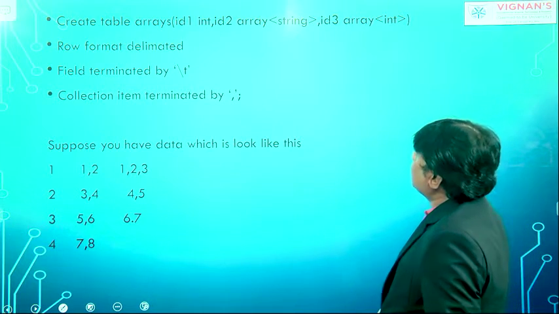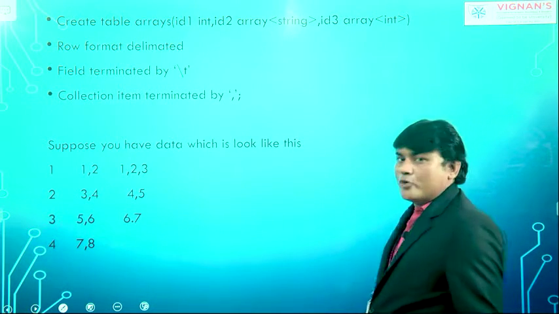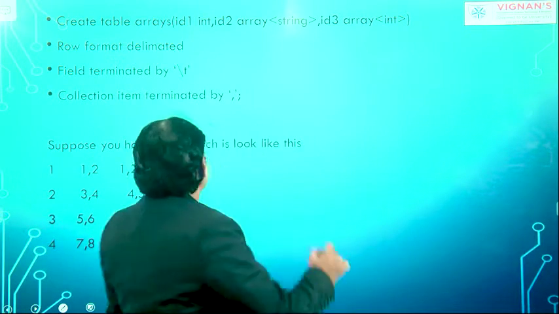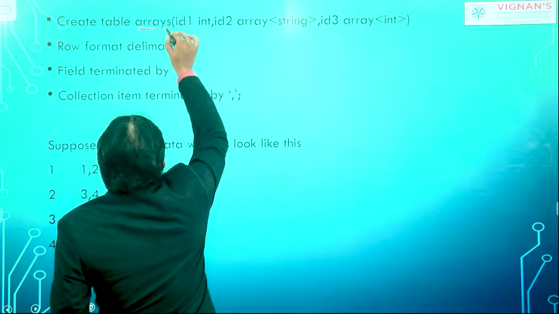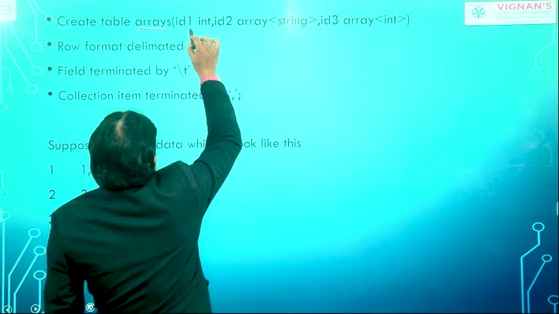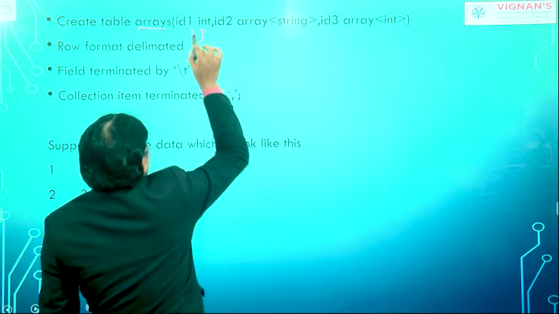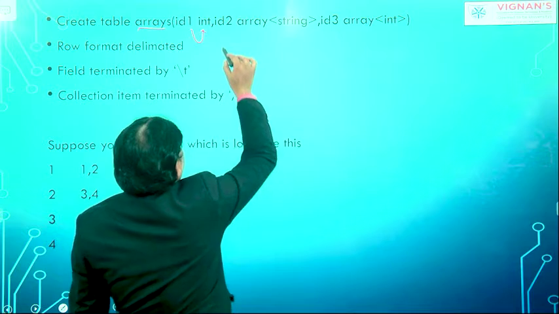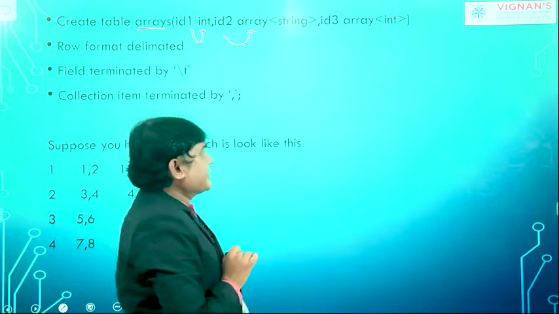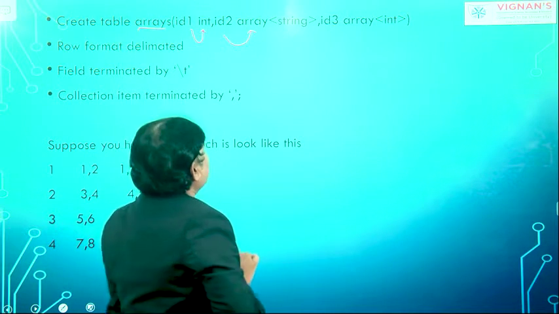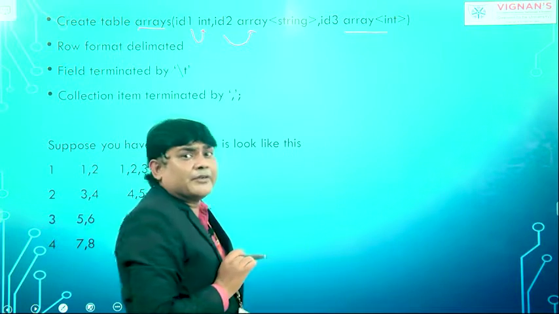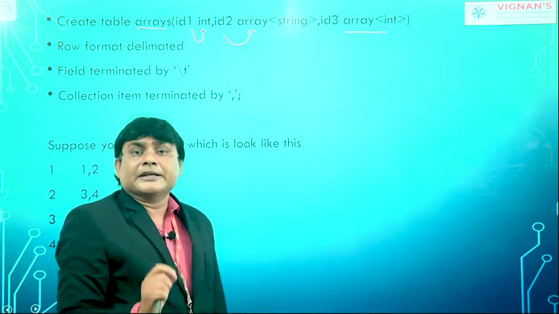What I am doing is that I am going to create a table, and the table name is array. Now it has the following fields. I am taking ID1, which has the integer data type. We have ID2, which is an array data type, because we already discussed array data types last time, and we also have ID3, which is also an array. This is a complex data type in Hive.